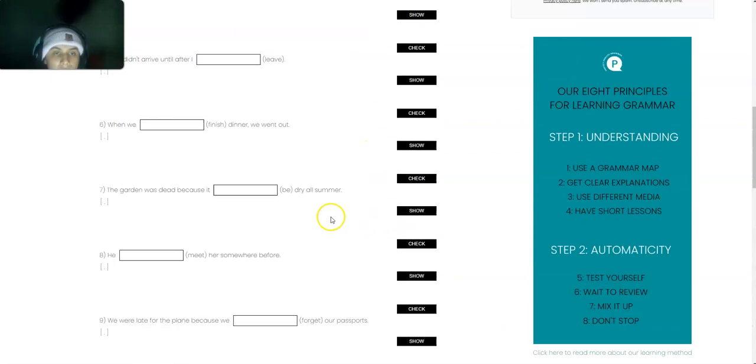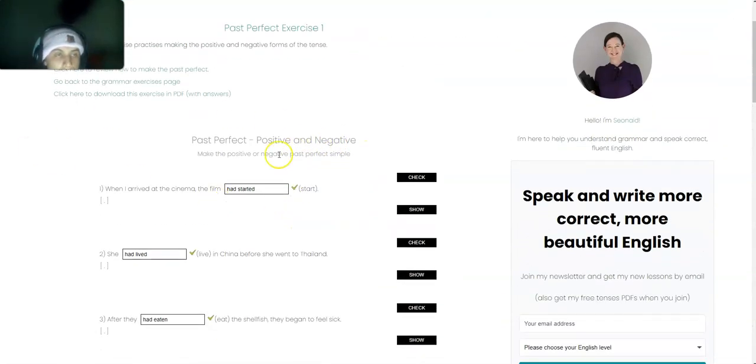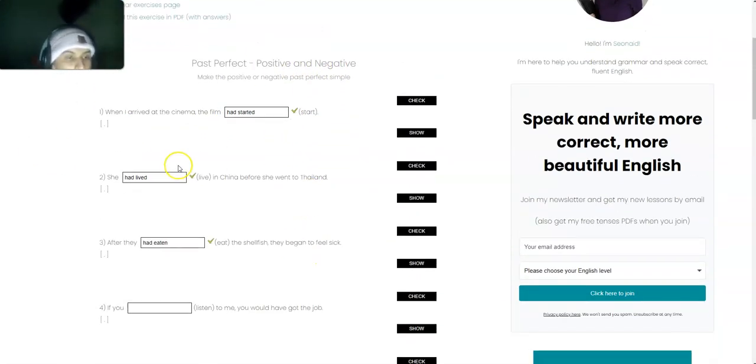These are the examples for exercise 20. For example, this is how you practice the past perfect in positive and negative. The first is: when I arrived at the cinema, the film had started. You have the auxiliary "had" and the verb in past participle, that is, the "-ed" ending in the most common verbs.